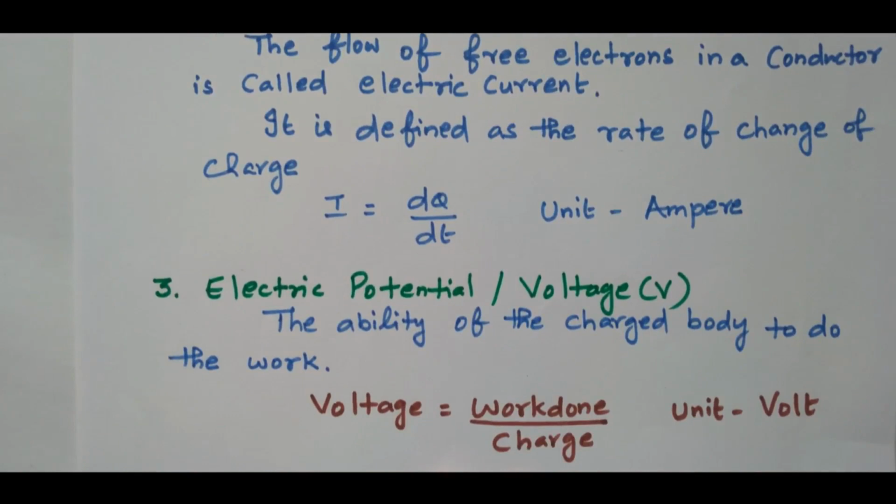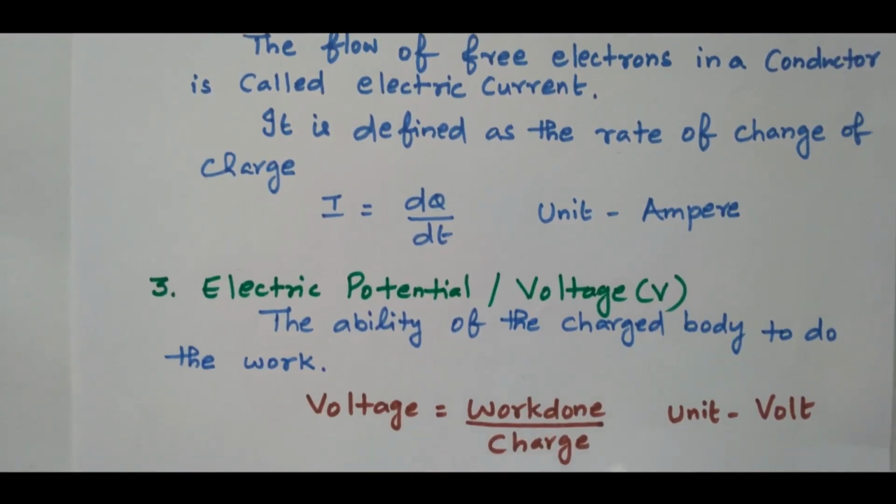That is called electric potential or voltage. What is that? The ability of the charged body to do the work. How the electrons are moving, how many electrons are moving, that is the potential. That is the ability of the charged body to do the work, either 10 electrons or 100 electrons. We say I have the potential to do this work. I am able to take 5 books, I am able to take 10 books. That is our potential. Similarly, here potential refers to the charged body's ability to do the work.